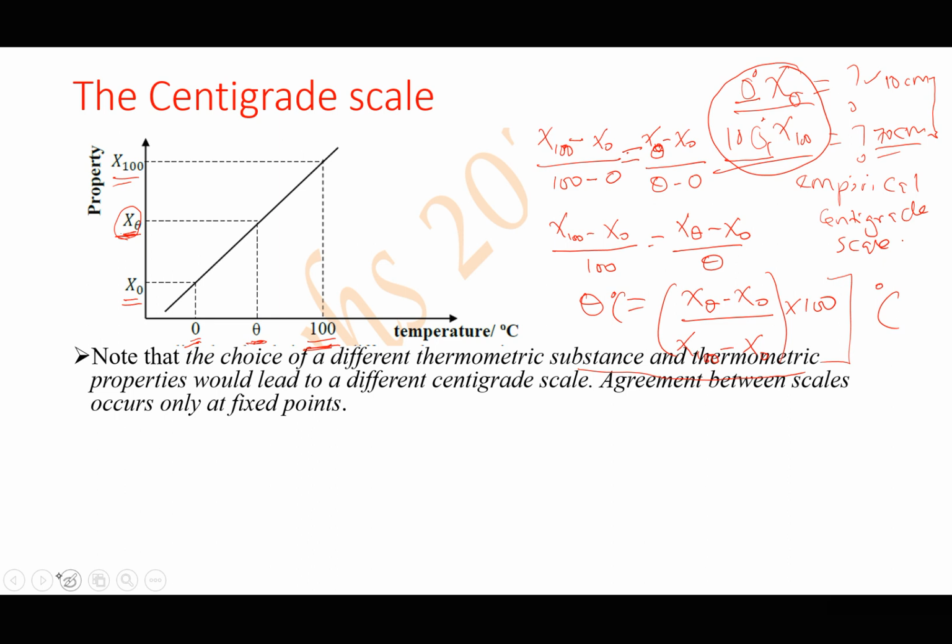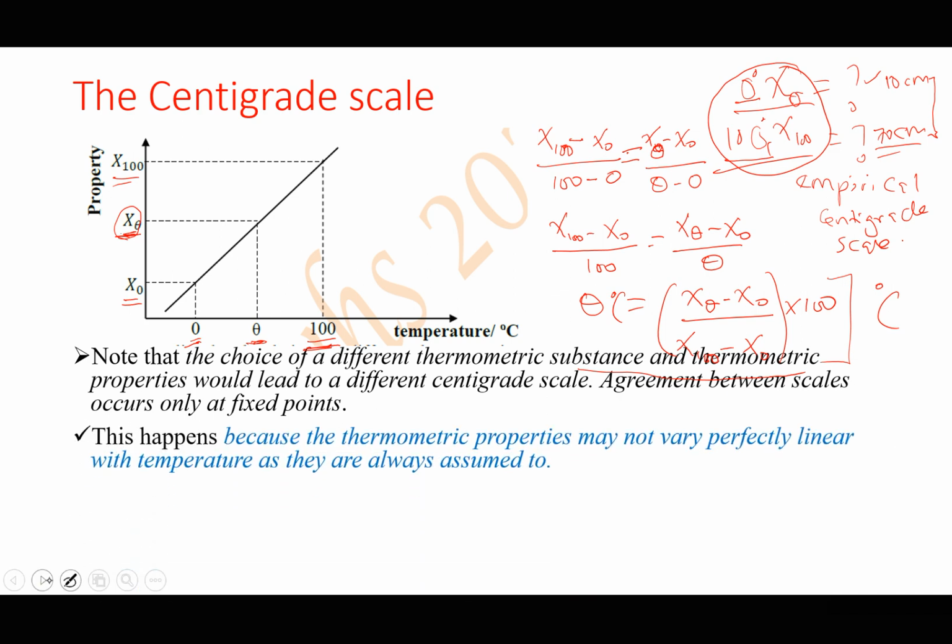It is also very important to note that although we assume that the thermometric property varies linearly with the temperature, many times or sometimes it does not perfectly vary linearly with the temperature. What is the implication of this? The implication will be that two centigrade scales may never agree, even when they are taking the same measurement. This is because the thermometric properties may not vary perfectly linearly with the temperature as they are always assumed to.